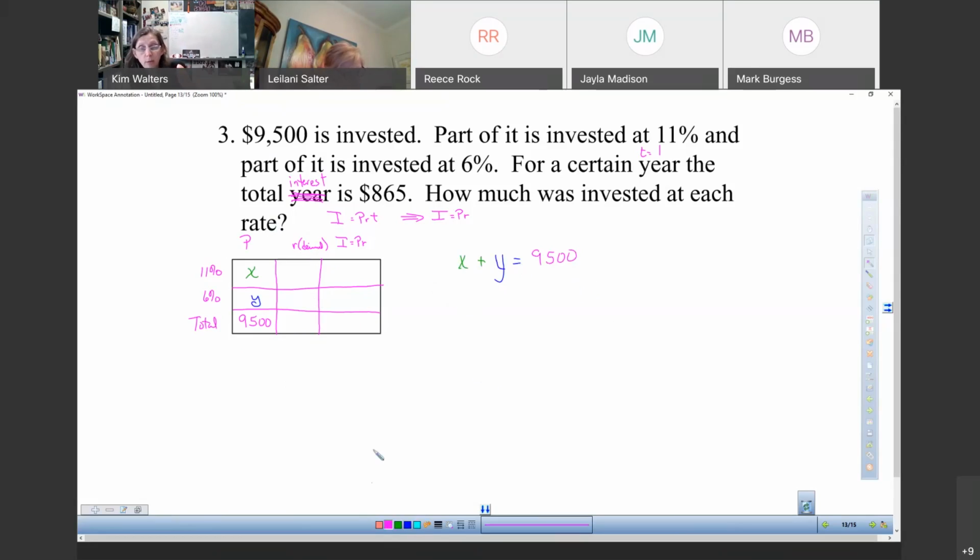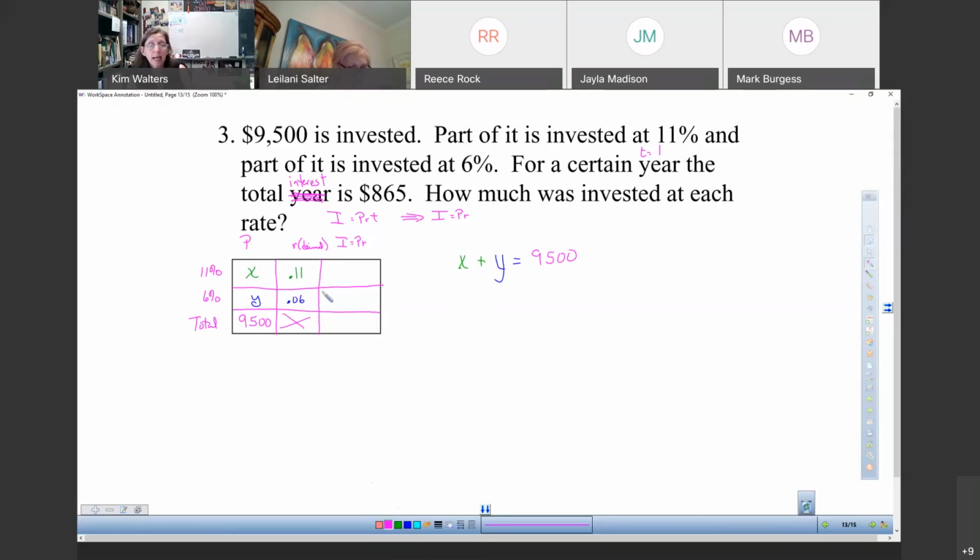The decimal, however, is where we've got to be careful. So 11% translates into 0.11. Remember, we're dividing this by 100. 6% translates into 0.06. Okay, dividing it by 100, moving the decimal two places. Here's what I don't have. I do not have a total percent. And that's why it is important that you have the decimals here.